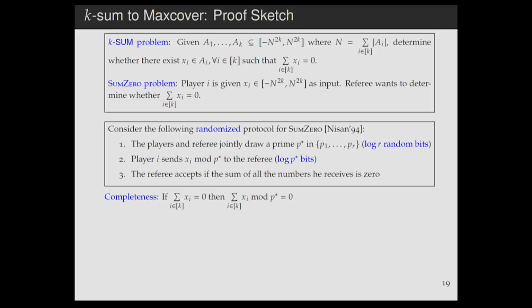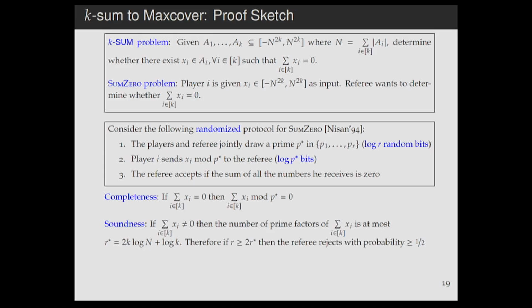Let's see why this protocol works. The completeness is pretty clear. If the sum is 0, then obviously it's 0 for any modulus. For soundness, if the sum is non-zero, since the numbers are pretty small, they cannot have too many prime divisors. So if you pick r to be large enough, roughly log of n to the k, then the probability that you hit a non-divisor is pretty large, and you can bound the soundness error to be at most a half. So this is a pretty simple protocol.